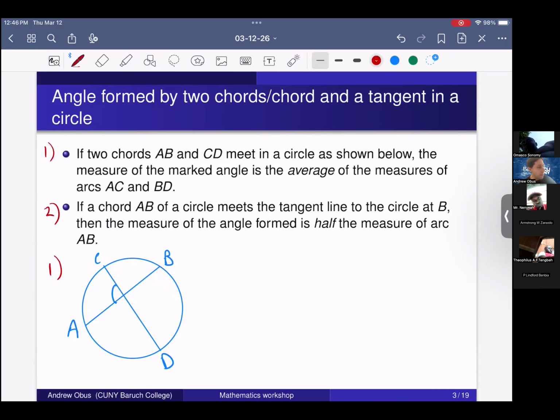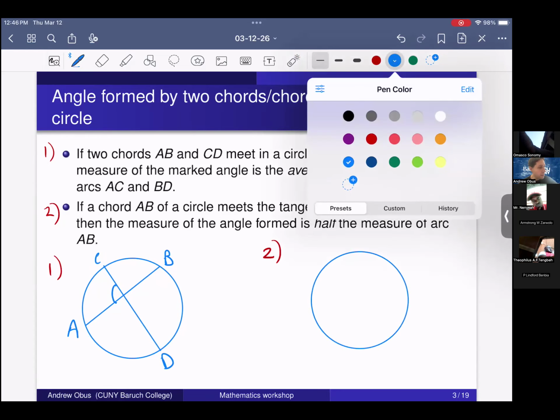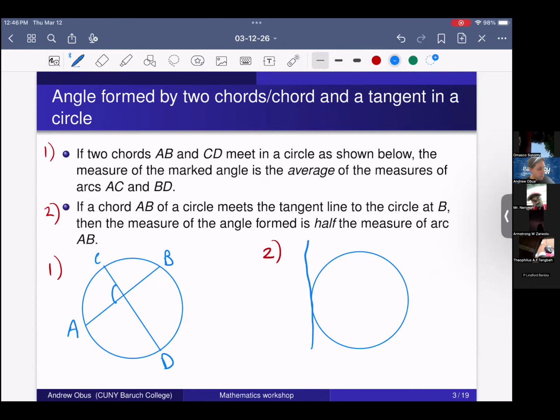The second diagram is a chord that meets a circle at its tangent line. Let me make a circle and draw a tangent line. If I have a chord AB of a circle and it meets the tangent line at B, then the measure of the angle formed, which I'll label in green to distinguish it from the rest of the picture, is exactly half the measure of this arc.